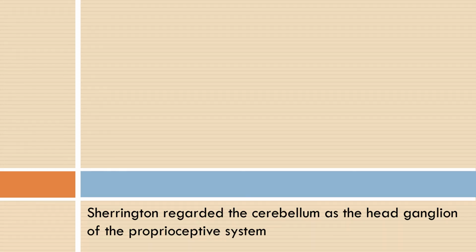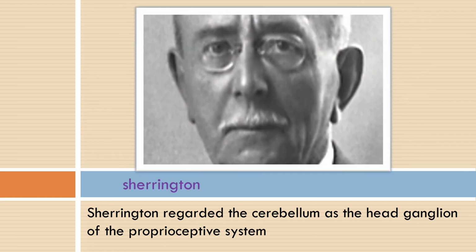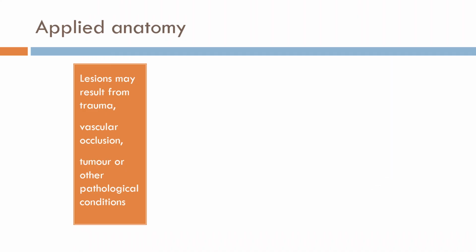Sherrington regarded the cerebellum as the head ganglion of the proprioceptive system. So the cerebrum to muscles pathway is every time checked by this cerebellum. That's why he regarded the cerebellum as the head ganglion of the proprioceptive system. So we have completed the morphological functional subdivisions, also the peduncles of the cerebellum.